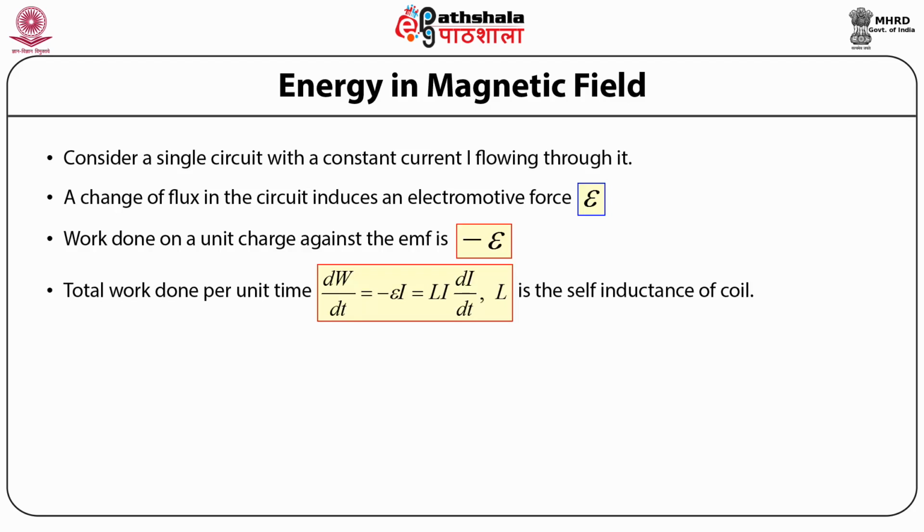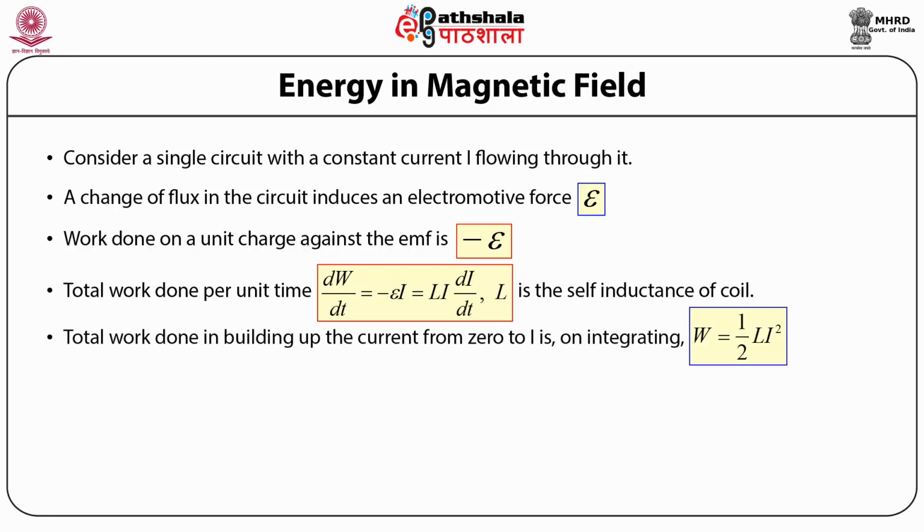Now, if L is the self-inductance of the coil, then this induced electromotive force can be written, in terms of the self-inductance L of the coil, as epsilon is equal to minus L times the derivative with respect to time of the current I that is flowing in the circuit.